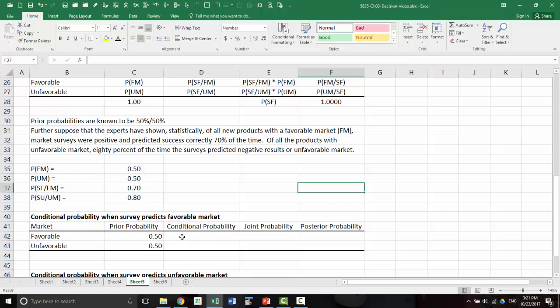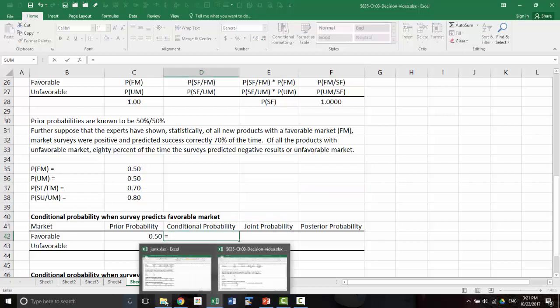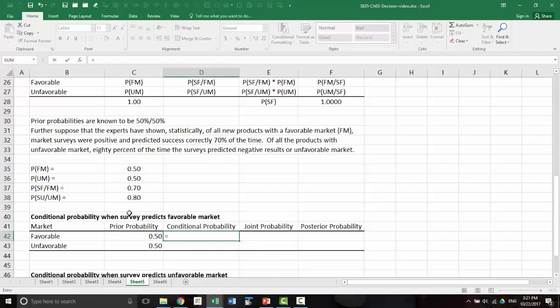But what we want to set up here is the probability of survey predicts favorable given favorable market. Now we want here survey predicts favorable market given unfavorable market. So that would be the complement of this. So this is 1 minus that.